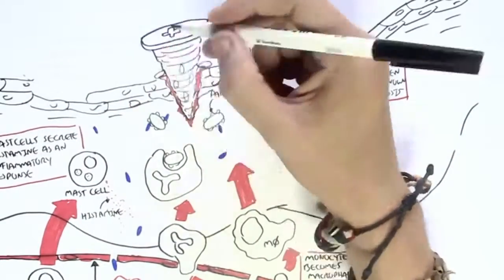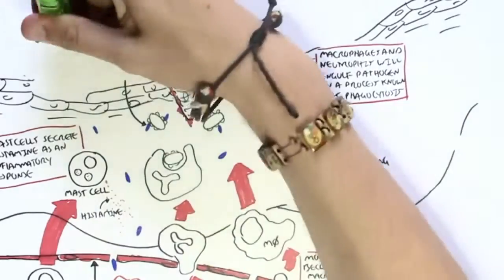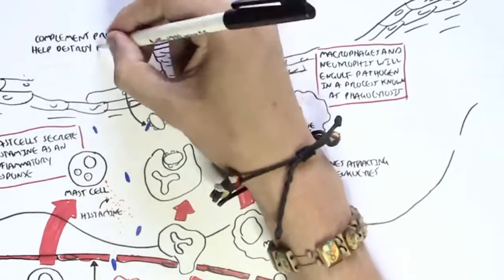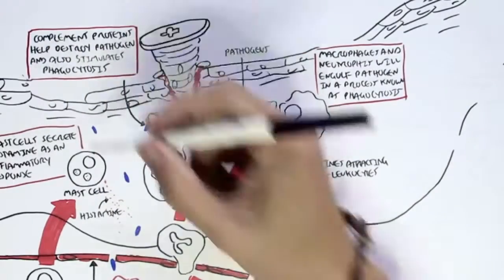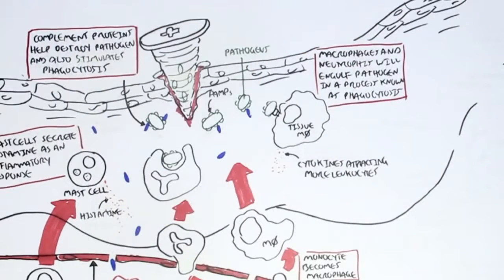Now, the complement proteins here will also enter this tissue, and the complement proteins help destroy the pathogen and also stimulate phagocytosis. So it stimulates destruction and phagocytosis of the pathogen.